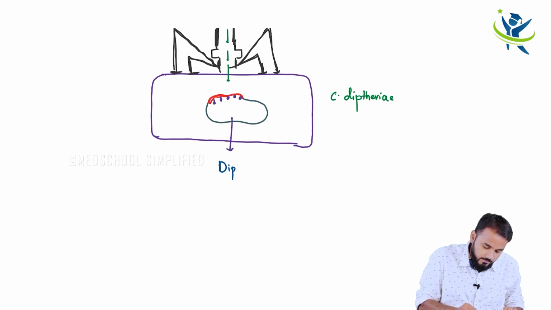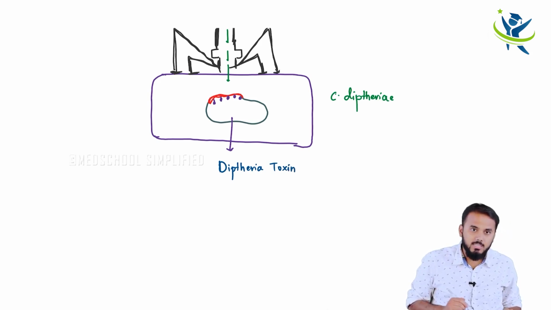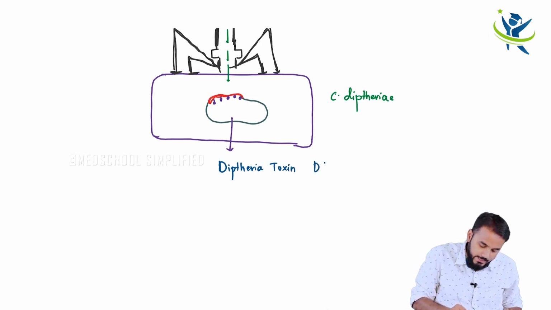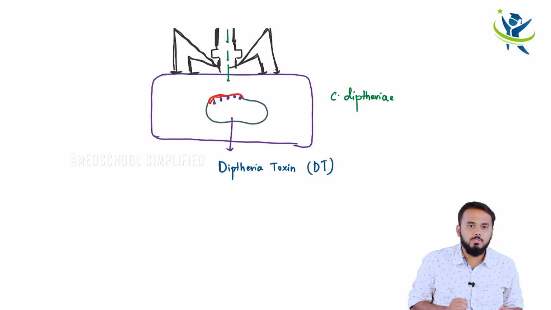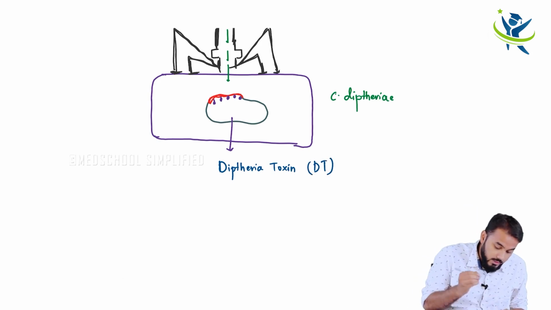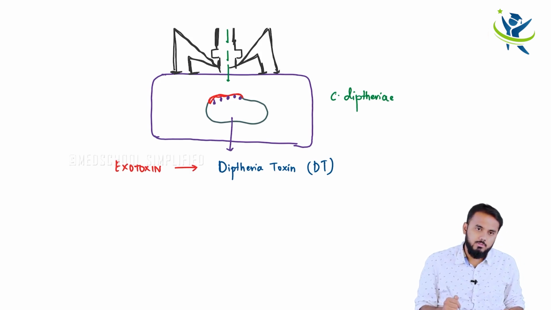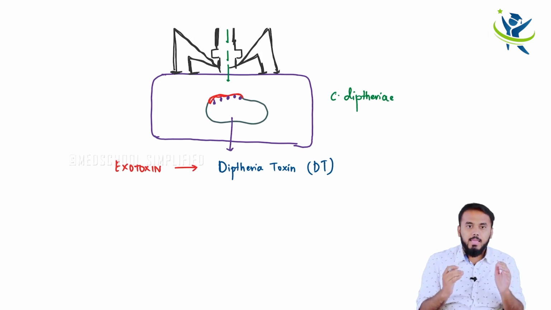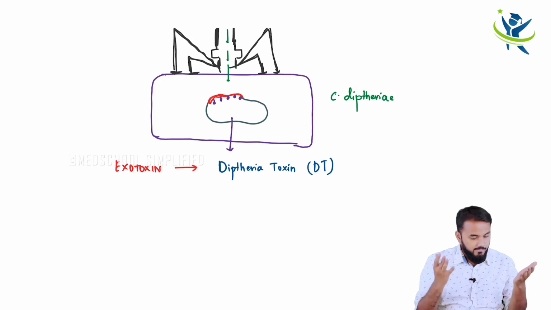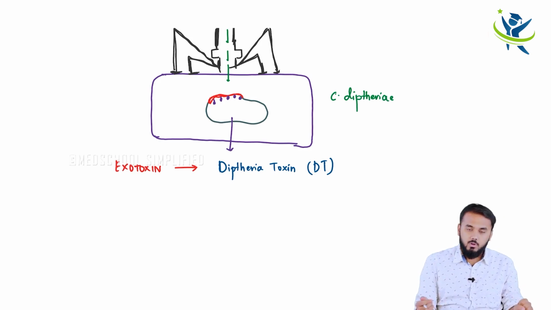That toxin is called diphtheria toxin, or simply DT. DT stands for diphtheria toxin. And by the way, mind you, this diphtheria toxin is an exotoxin. So this is how an exotoxin called diphtheria toxin is formed.